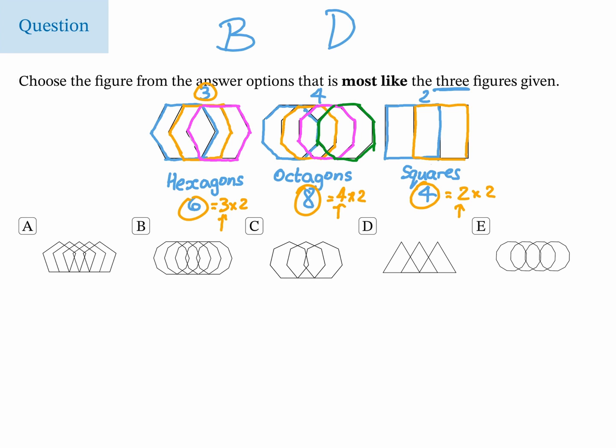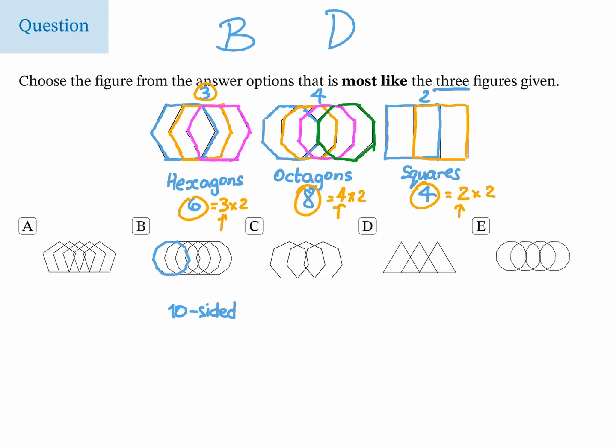With answer option B, what we've got is 1, 2, 3, 4, 5, 6, 7, 8, 9, 10 10-sided shapes. Decagons. I'm going to say 10-sided because that's the important thing here. 10-sided shapes, which means we want 5 of them overlapping each other.